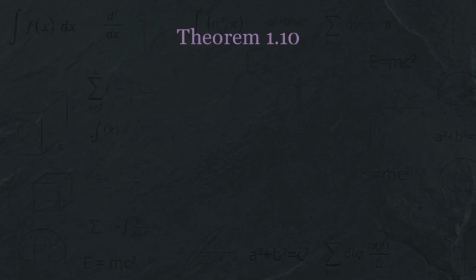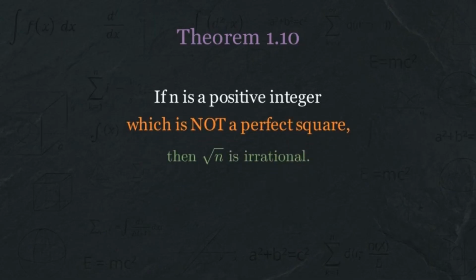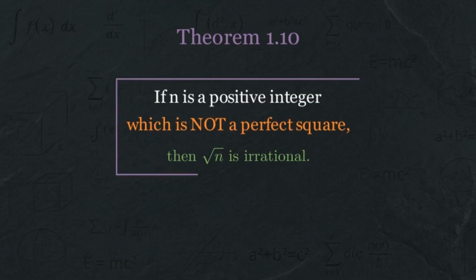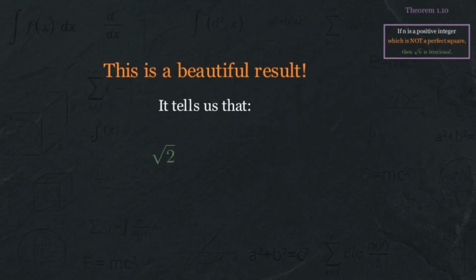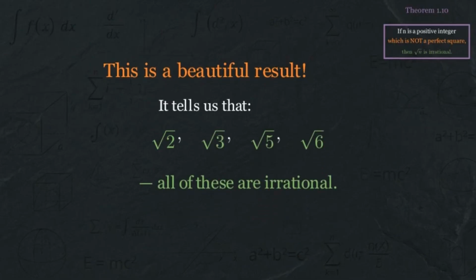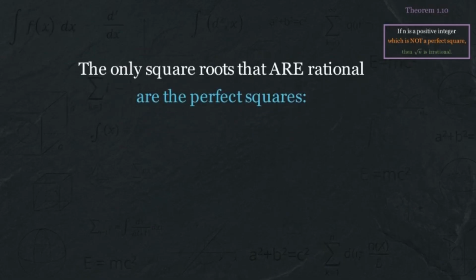Theorem 1.10. If n is a positive integer which is not a perfect square, then the square root of n is irrational. This is a beautiful result. It tells us that square root of 2, square root of 3, square root of 5, square root of 6, all of these are irrational. The only square roots that are rational are the perfect squares. Square root of 1 equals 1, square root of 4 equals 2, square root of 9 equals 3, and so on.